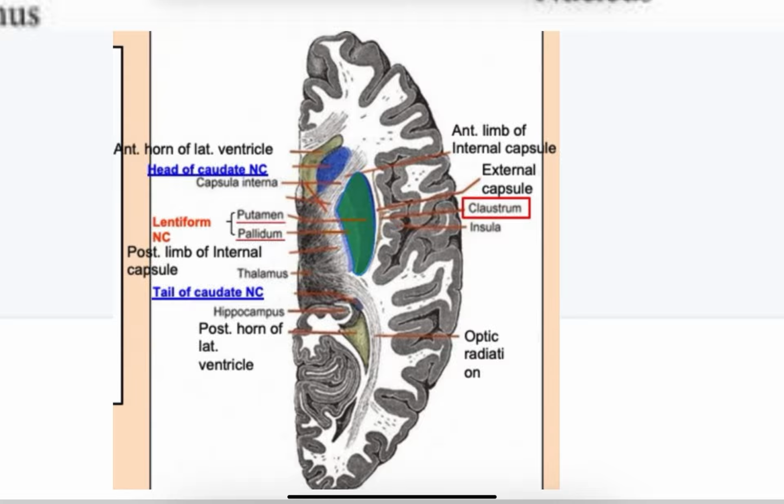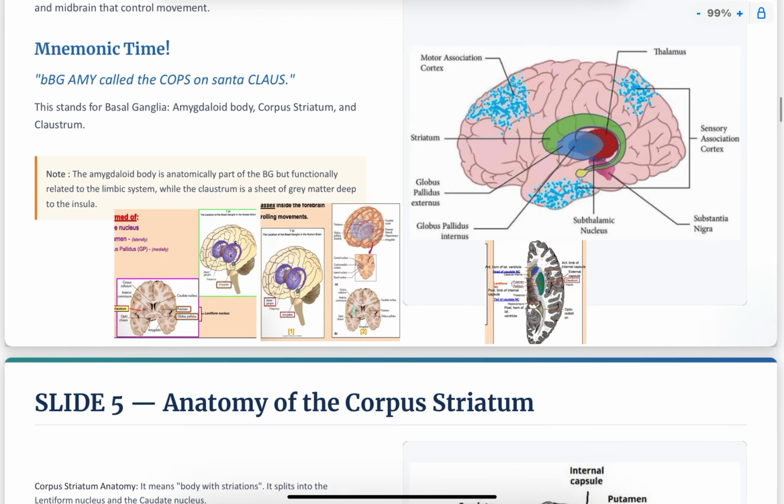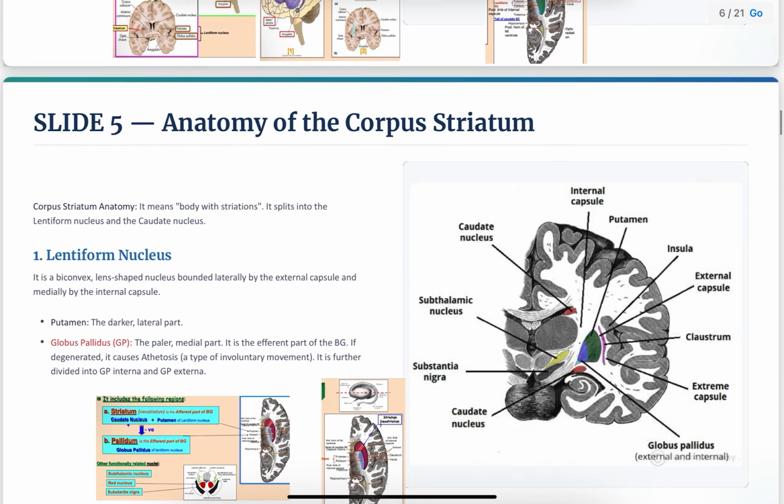So basically, we have the insula, then the claustrum, then the external capsule, and then the anterior limb of the internal capsule. So this is from outside to inside, if we're looking at it this way. And here we have the internal capsule as well on the very inside. Let's move on to get more familiarized with these pictures.